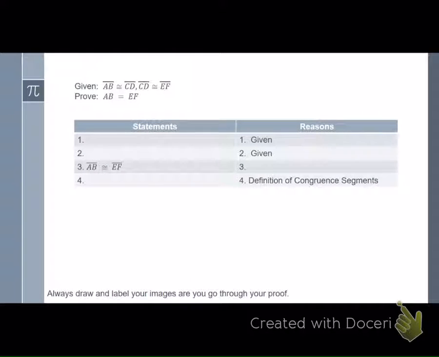All right. Given that AB is congruent to CD and CD is congruent to EF, prove that AB equals EF. So I'm going to draw a picture because there's no picture here. So A, B, C, D, E. So we know that AB is congruent to CD. I don't have enough yet. And it's also congruent to EF. So we need to go through a proof to prove that AB is equal to EF.